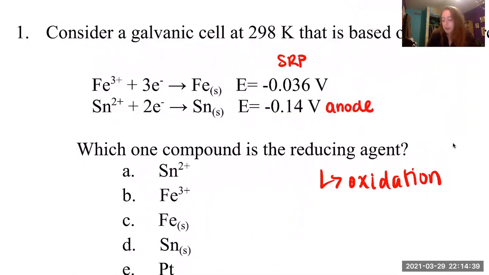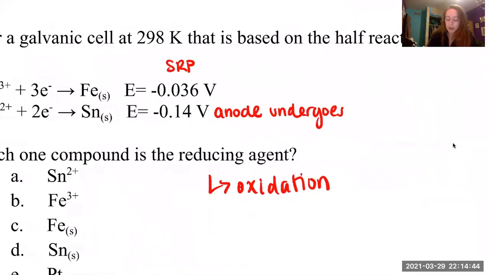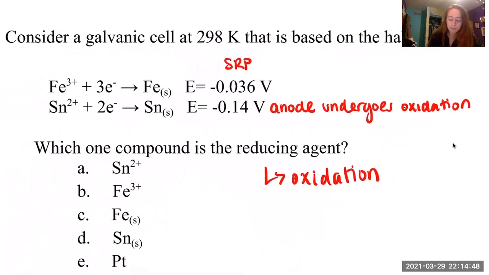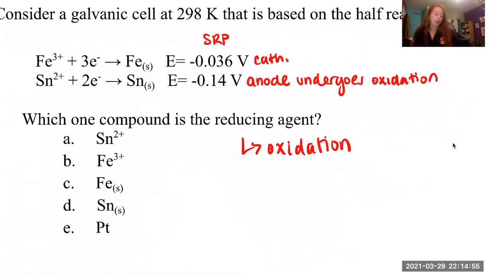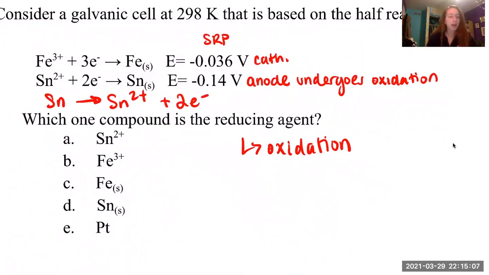And like I was saying in the review session, the anode undergoes oxidation. And the cathode up here undergoes reduction, okay? So what's really going to happen here is this Sn is going to go from its solid form into its aqueous ionic form. Okay, so already we know that the one that's being oxidized is this Sn here.